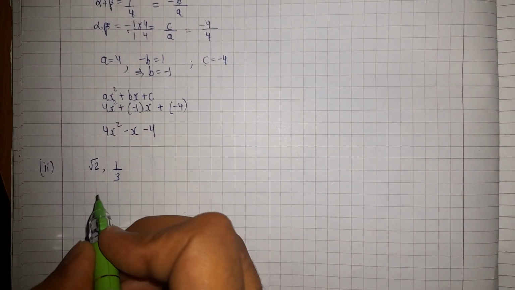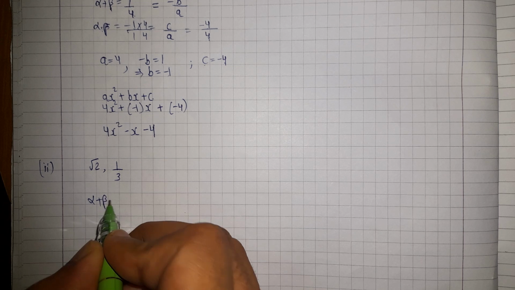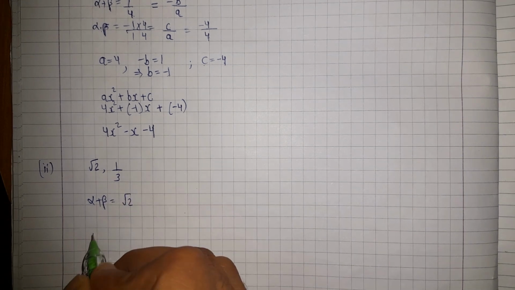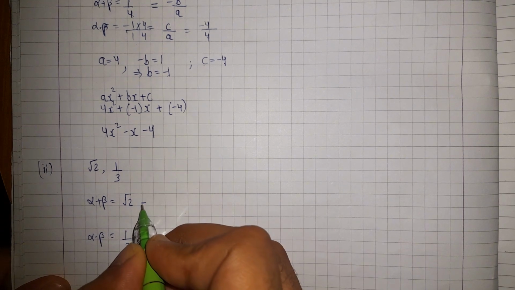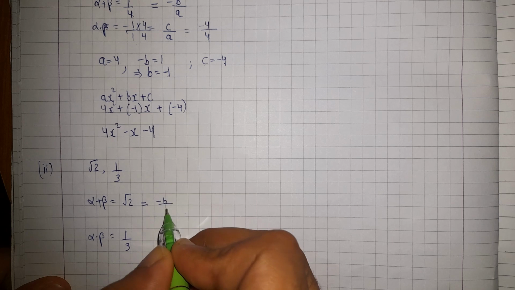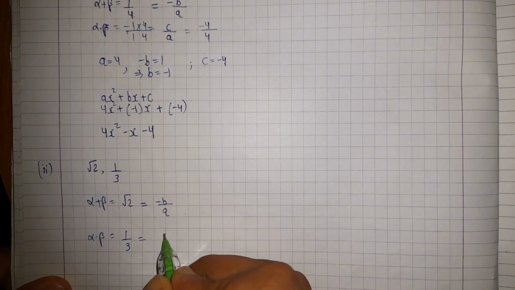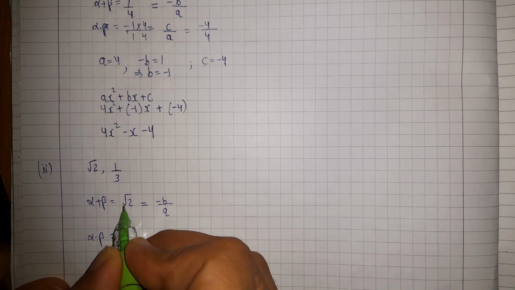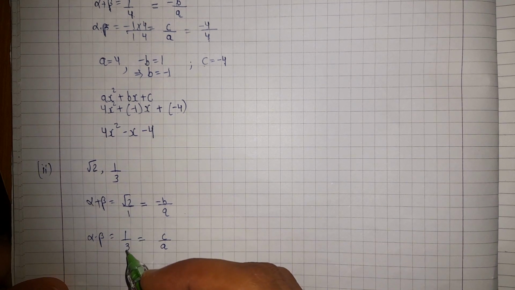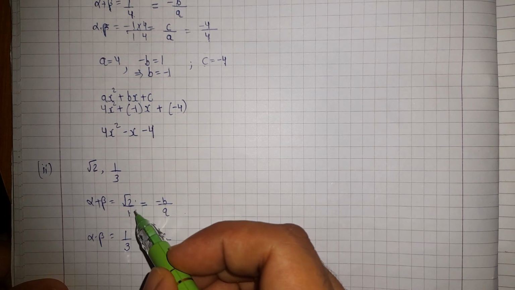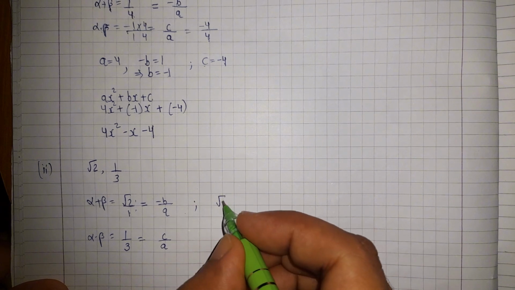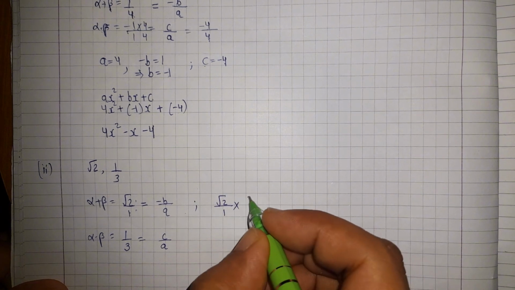Second part is sum of the zeros is equal to root 2 and product of the zeros is equal to 1 upon 3. Since we know that sum of the zeros is equal to minus b upon a and product of the zeros is equal to c upon a. Here also the denominator is not the same. So to make the denominator the same, multiply both these sides by 3. That is root 2 upon 1 multiplied by 3.